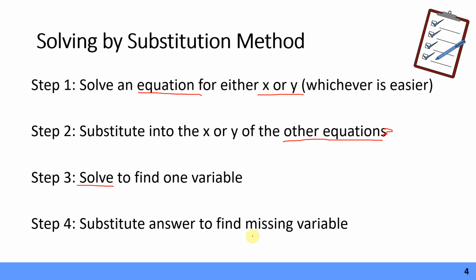And then obviously step 4, you're going to have to find the missing variable. So in step 3, if you find x, in step 4, you're going to find y. In step 3, if you found y, then step 4, you're going to have to find the x. You're going to have to find both of them at the end of the day. Again, don't worry if this made no sense. It's going to make sense, I promise, once we do an example. This is called the substitution method.